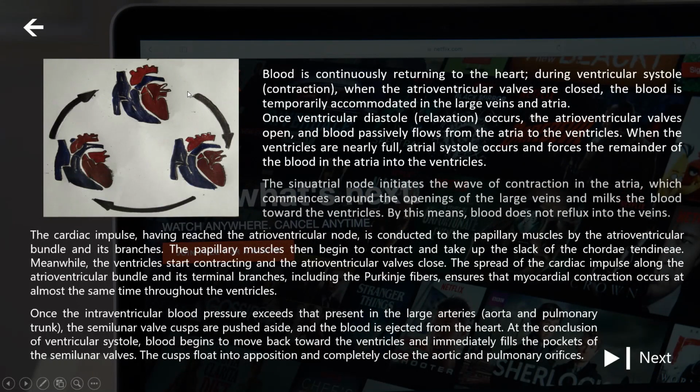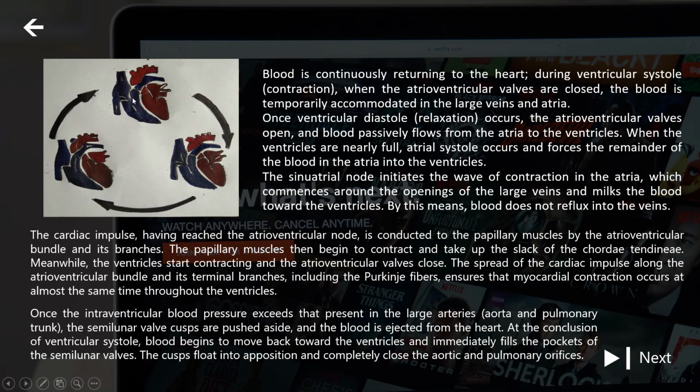So here you can see a quick drawing of a cardiac cycle. I'm not going to read all of this. If you want to read, just pause it.